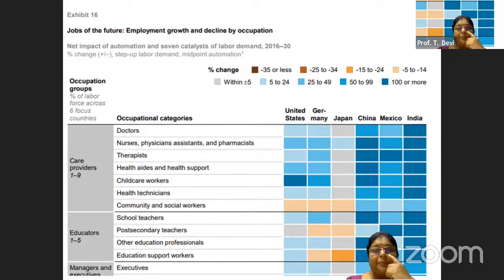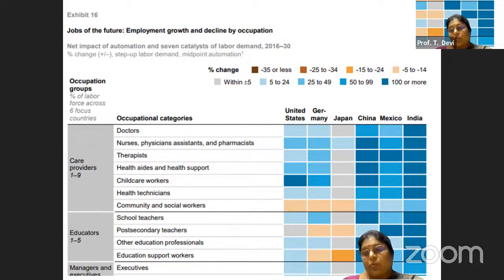And if you look at the jobs of the future, the care providers, see, the age of the people will increase. People will live for a longer time. So more old age people will be there. So look at this tabulation. In the last column, it says India. Care providers like doctors, nurses, therapists, health supporters, childcare workers, health technicians. The health technicians who will operate the technical machines or the technology that will help the doctors, and they will assist the doctors.